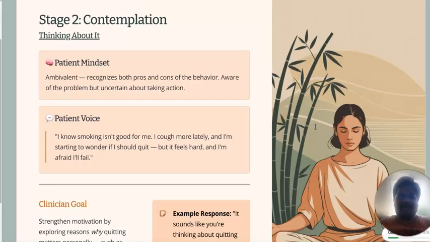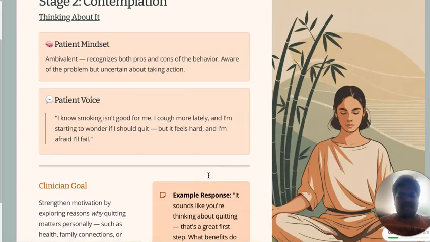He understands the benefits of smoking for him, like it gives him concentration, something like that, and he also understands the cons of the behavior, like it can cause cancer, but he's somewhat confused and uncertain about taking action. So this is the contemplation phase of behavioral change. The patient will say, I know smoking is not good for me, I cough more lately, and I am starting to wonder if I should quit, but it feels hard and I'm afraid I'll fail.